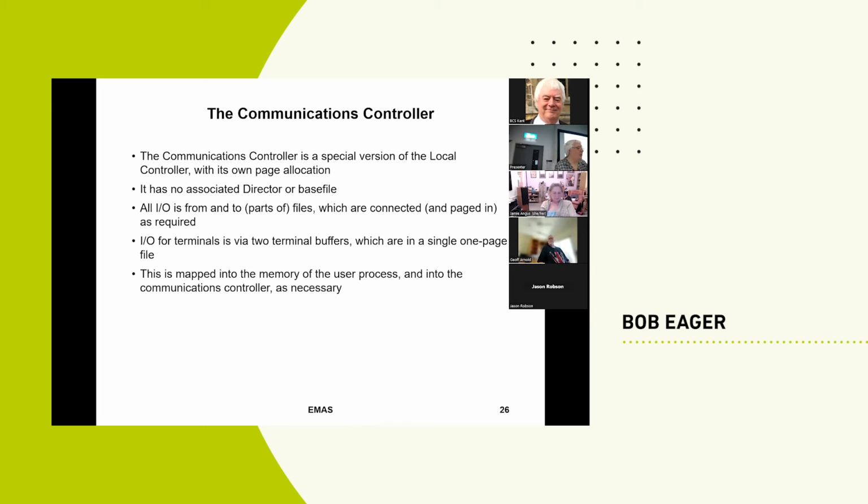And that even works for terminals. A terminal has two buffers, one for input, one for output. And those buffers are actually part of a file. Everything has to be in a file. The only way you can make memory is a file. If you're a programmer and you want to do the equivalent of a Unix malloc to allocate memory, you create a file and map it into memory. Got some more space.